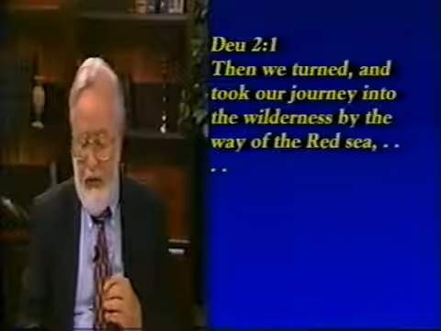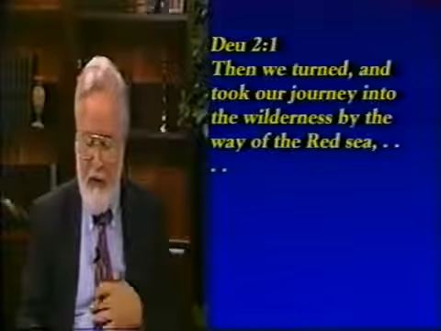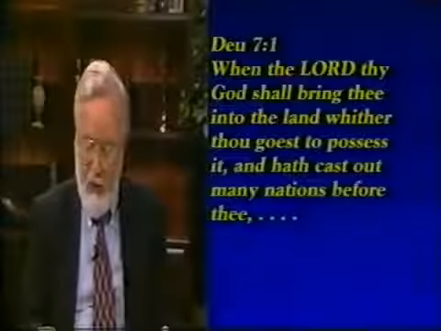And here we have in Deuteronomy 2:1, "Then we turned and took our journey into the wilderness by the way of the Red Sea." There it is, J.R. What can you say? The Red Sea. It's fascinating. That's Exodus. Chapter 7 is also an Exodus chapter. It follows the theme of Exodus. Gary, tell us why.